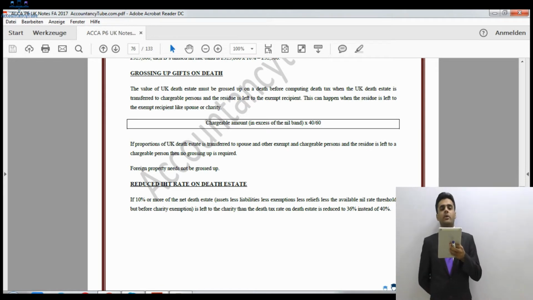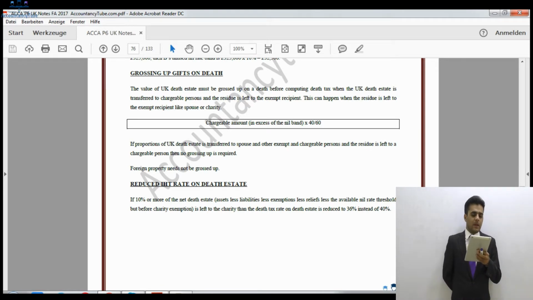Now that is also an important aspect of P6, that whenever we have given 10% of our estate to the charity, say for example, if an individual had an estate and he said that I will give 10% of my death estate to the charity. If he does so, then the death tax rate of 40% will not apply. However, the reduced death tax rate of 36% will apply. Correct? So there will be a discount only if the 10% of the death estate is transferred to the charity.